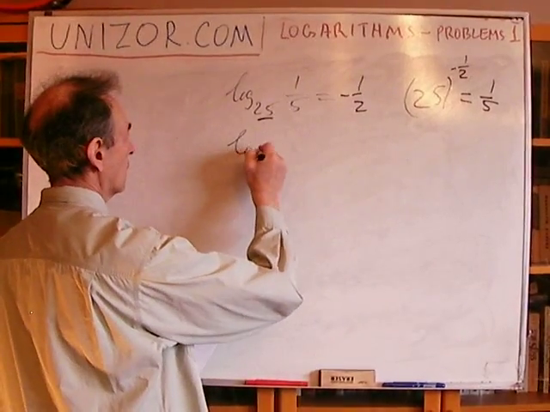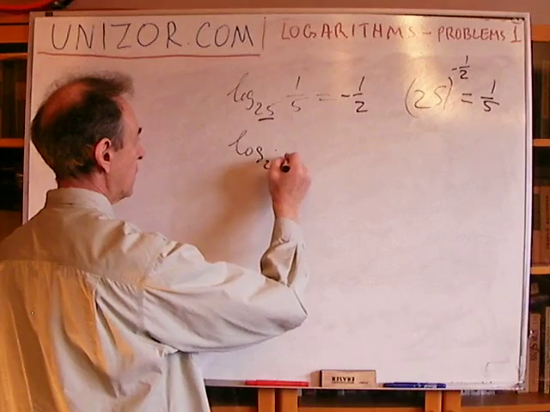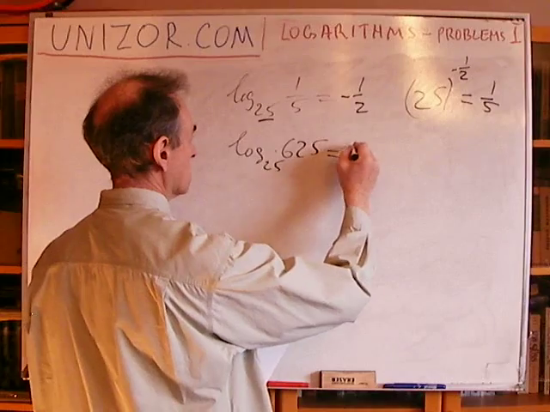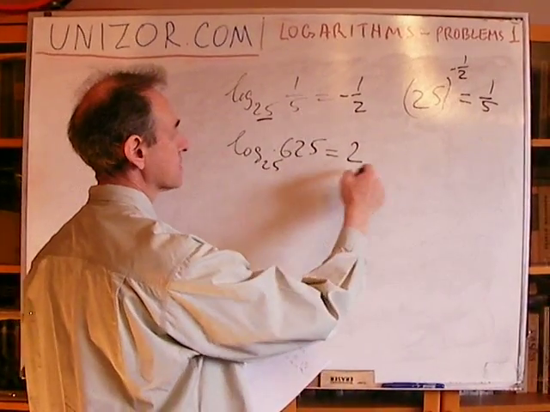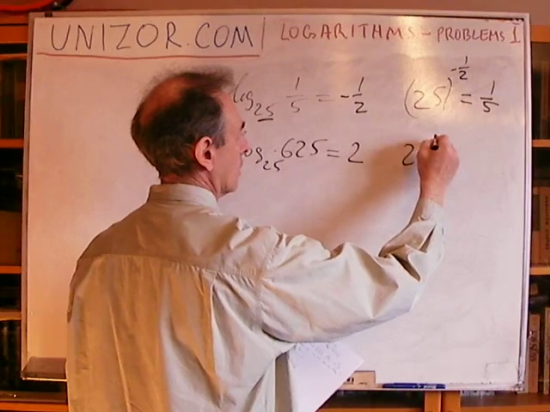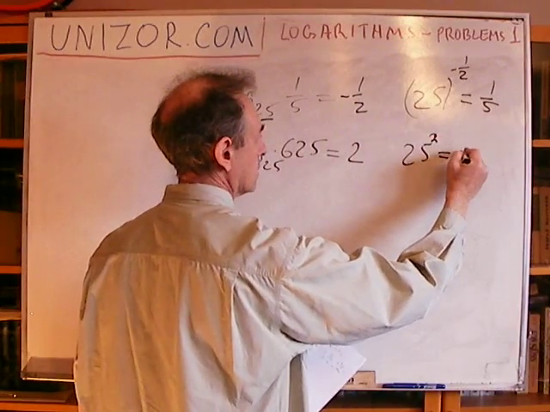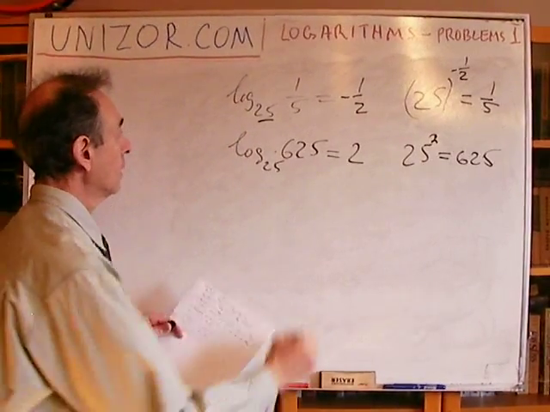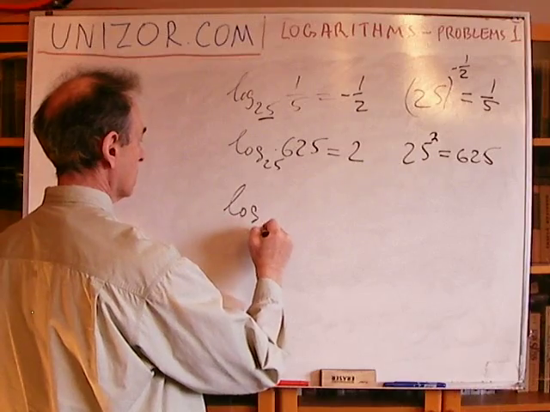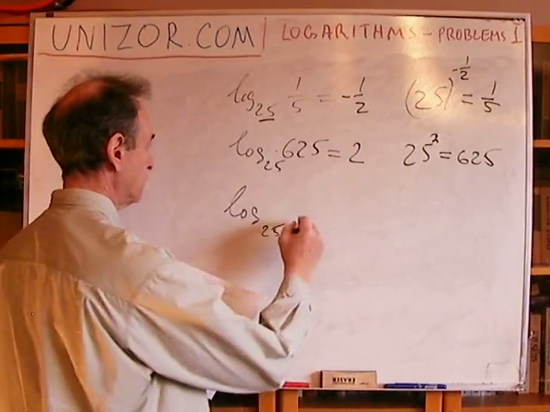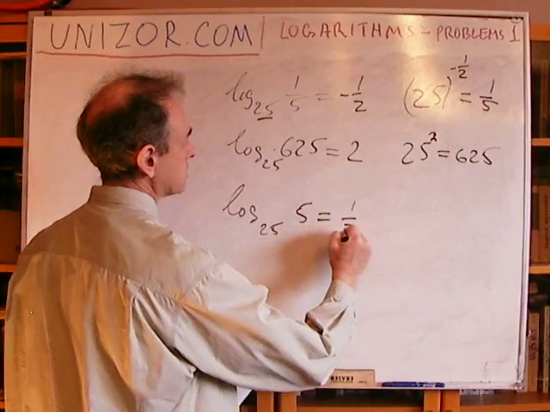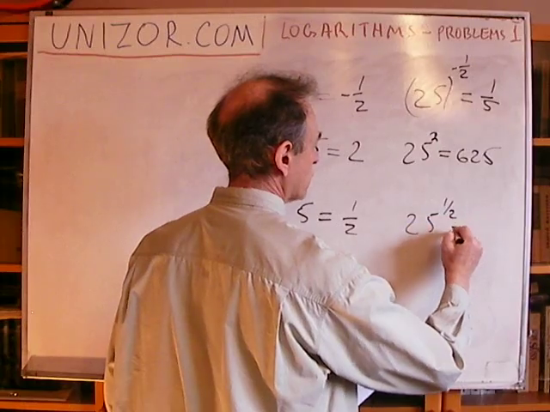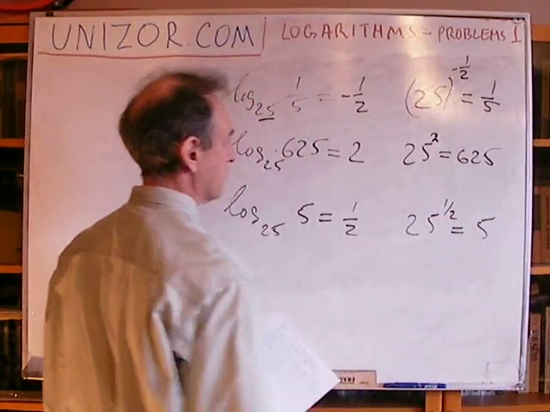Next, log base 25 of 625. Well, this is obviously 2, because 25 squared is 625. All right, log base 25 of 5. Well, obviously this is 1/2, because 25 to the power of 1/2, which is the square root of 25, is 5.